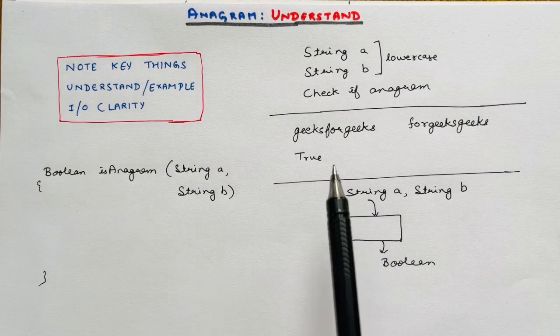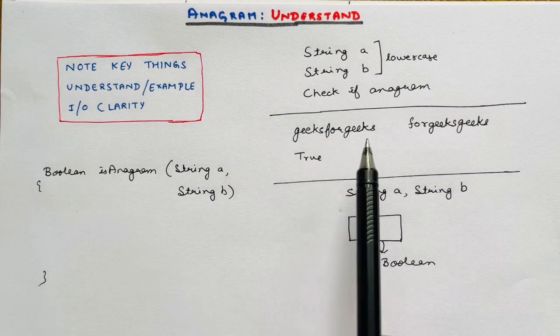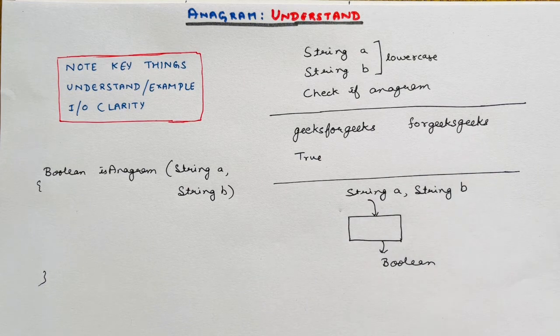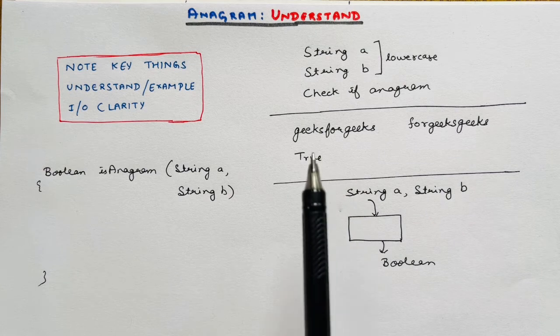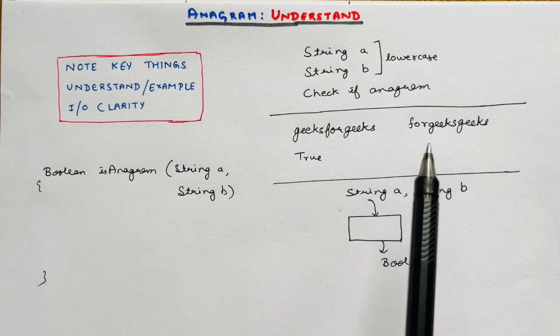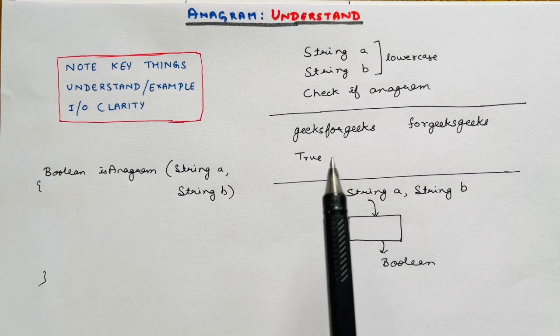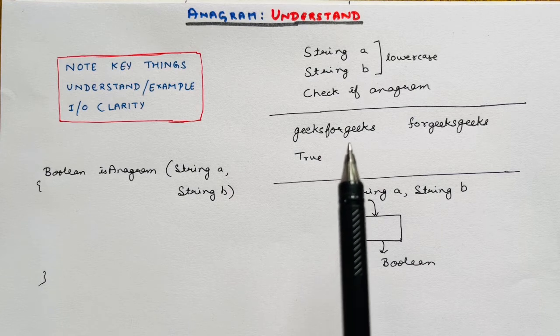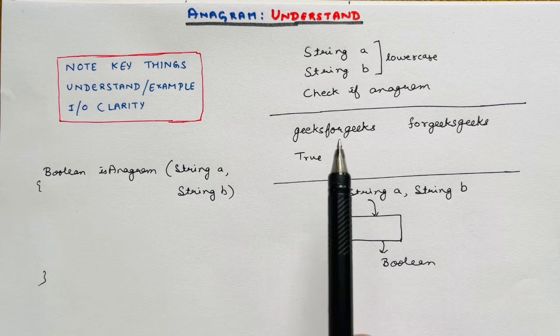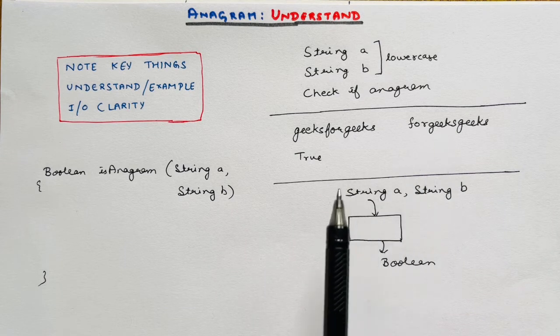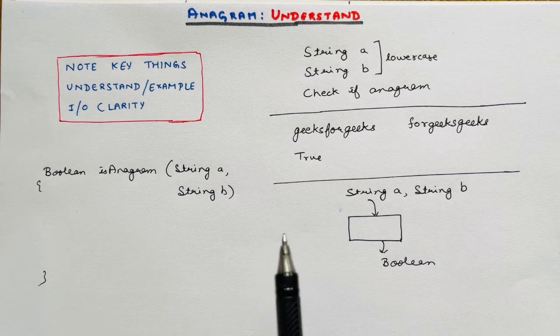For example, consider these two strings, geeks for geeks and for geeks geeks. These two strings are anagrams of each other. Why? Because same characters appear in these two strings, and also the frequency of appearance of every character is same. For example, G here appears twice and even in this string appears twice. That is why we return true.